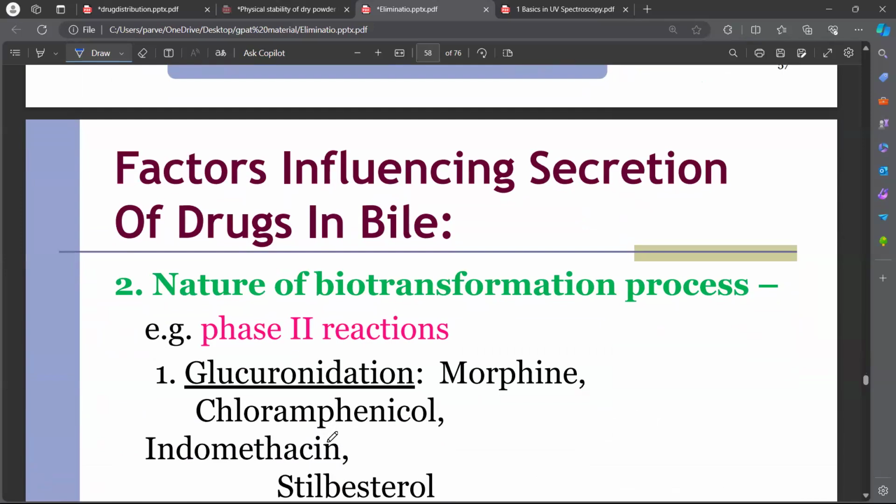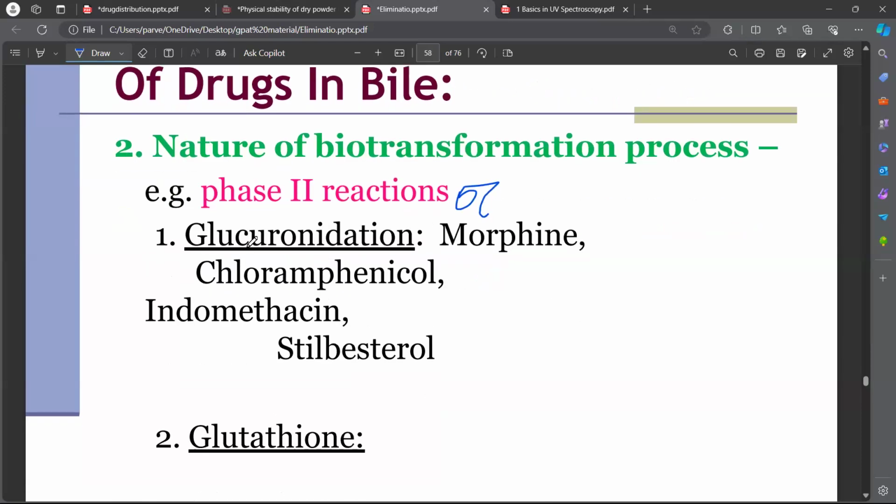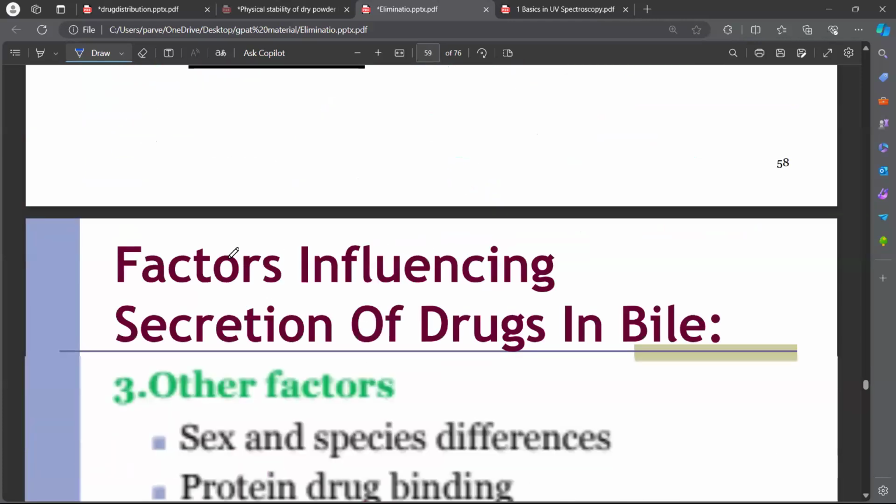So phase one and phase two reactions. Are the phase two reactions synthetic or non-synthetic reactions, guys? Answer me. Phase two reactions are the synthetic reactions. Yeah, great, guys. So these are the synthetic reactions. Mainly the drugs which undergo glucuronide conjugation mainly undergo enterohepatic recirculation.